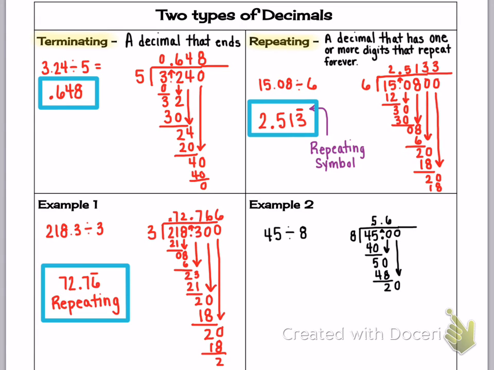So 8 goes into 20 2 times. That's 16. Subtract, you get 4. Add another 0, bring that down. 8 goes into 40 5 times. That's 40. And I get 0. So there's no more that I can do. So my answer is 5 and 625 thousandths. And then you have to write that it is terminating because it ends.